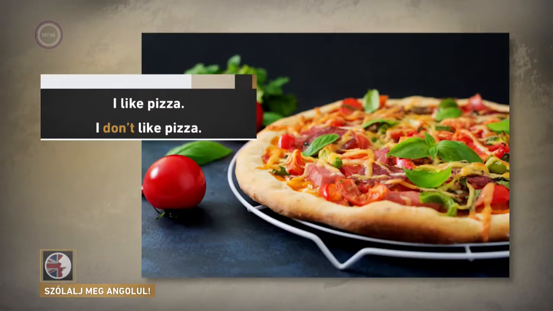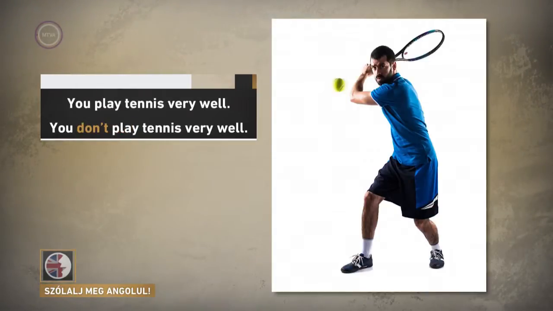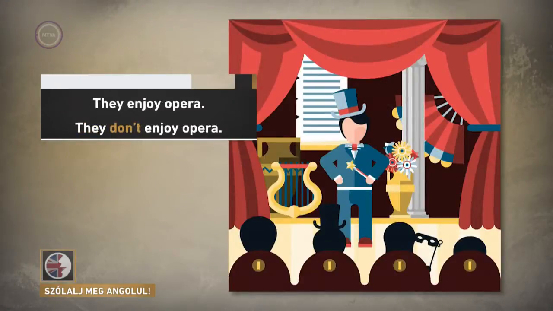Well, now it's very easy. All we have to do is follow don't with the main verb and the rest of the sentence. I like pizza. I don't like pizza. You play tennis very well. You don't play tennis very well. They enjoy opera. They don't enjoy opera.